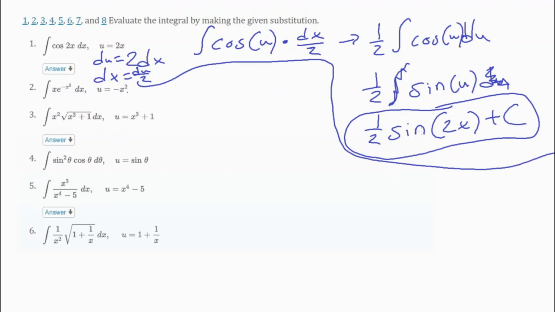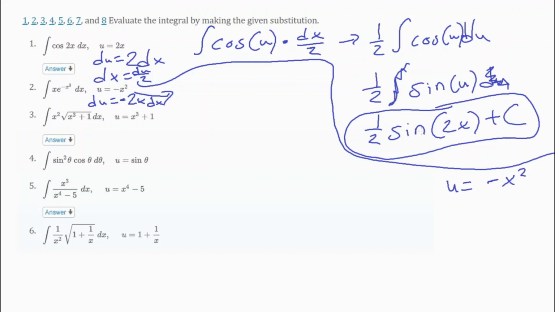Alright, so let's take a look at number 2. Number 2 is the integral of x e to the power of negative x squared. And we're given that u is equal to negative x squared, so now let's find du. So du is going to be negative 2x dx in that case. And we could write it down here as well. So when you set up these equations, these are three things you kind of want to write down.